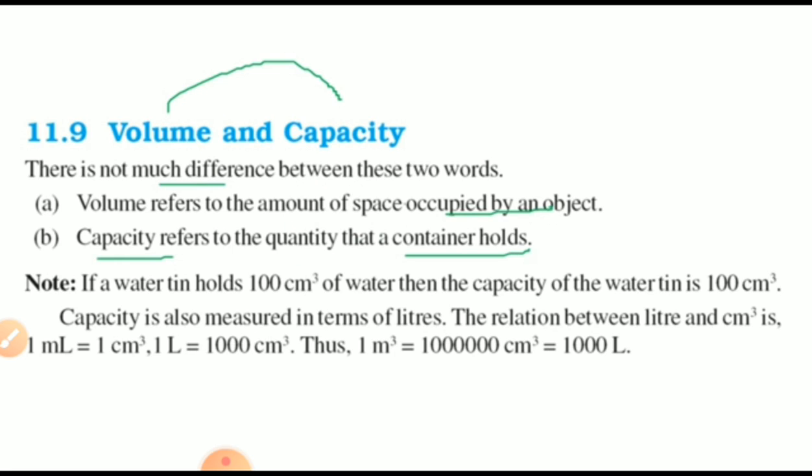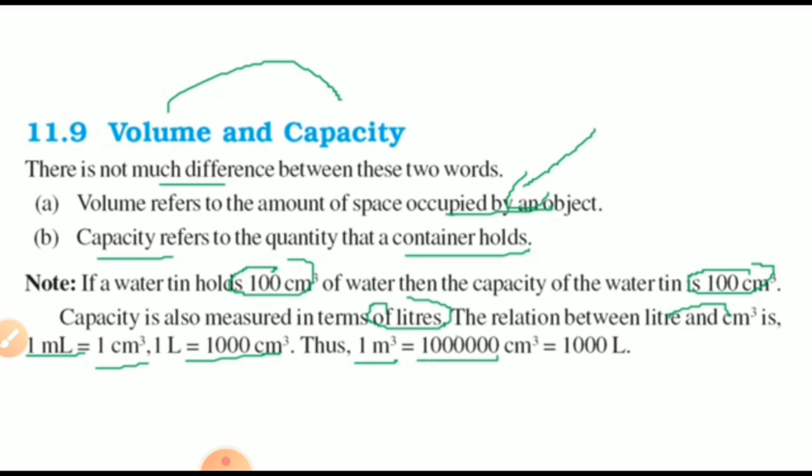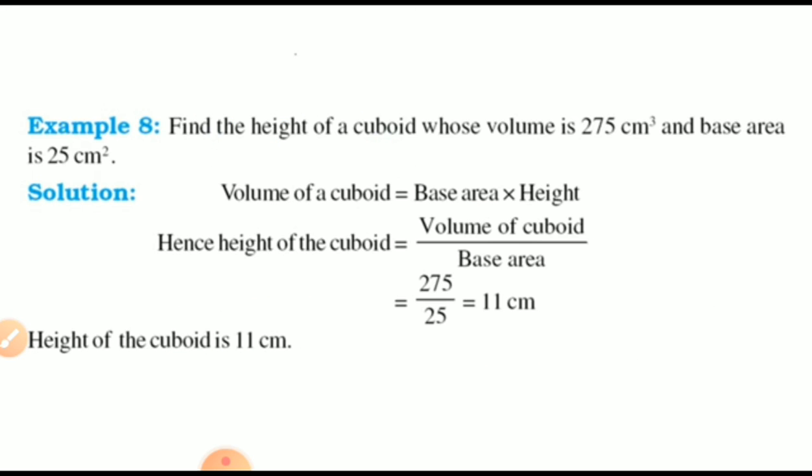The relation between liters and centimeter cube is the same. 1 milliliter is equal to 1 centimeter cube. 1 liter is equal to 1000 centimeter cube. And 1 meter cube is equal to, not 10,000, but 10 lakh centimeter cube. That's 1000 liters. So when you dig a 1 meter cube tank, it will store 1000 liters. You remember this one? Yes, masons are doing it this way.